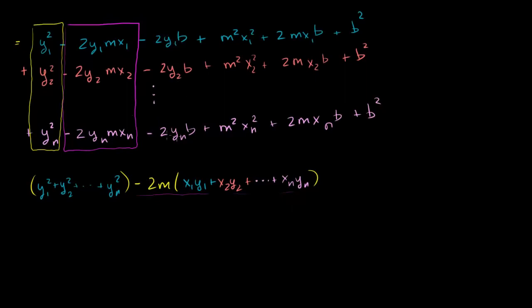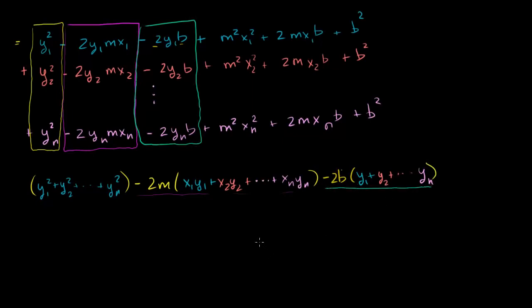And then we have to sum this right over here. And you see again, we can factor out a minus 2b out of all of these terms. So we have minus 2b times y1 plus y2 plus all the way to yn. So these terms right over here, when you add them up, give you this term right over there. And let's just keep going.